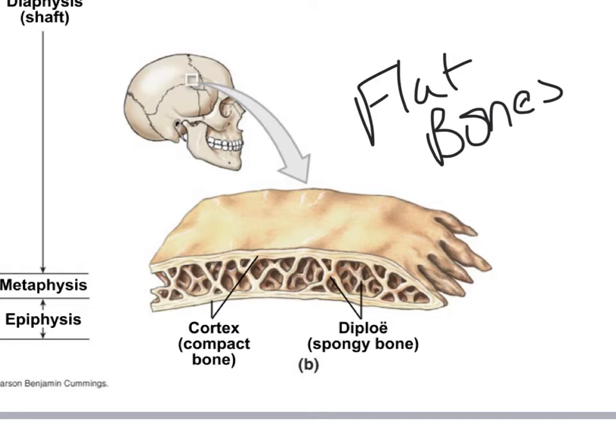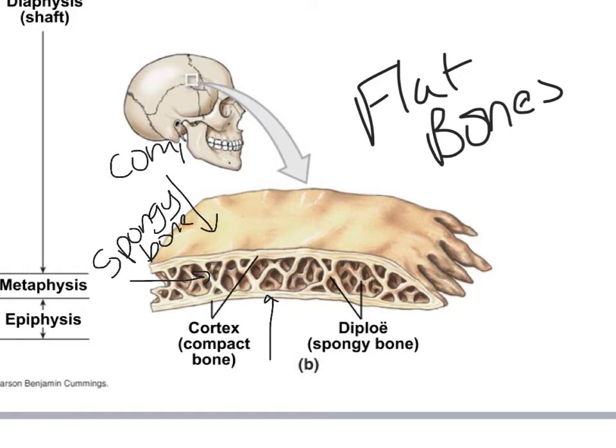So it looks like a sandwich. This is a skull bone, one of the cranial bones, and we can see on the top we have compact bone. It's really densely packed bone. On the bottom we have compact bone as well, and in the middle we have spongy bone. So we have compact bone on the outside, and spongy bone in the middle. So it's like a sandwich.